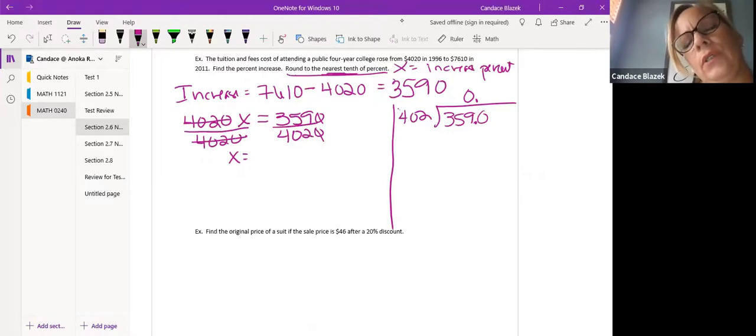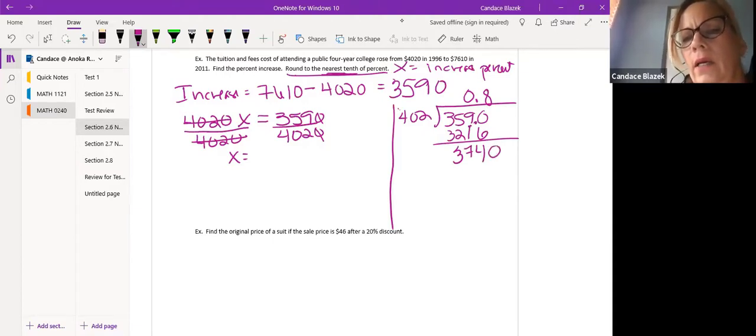So 402, just doing a good guess. I think 9 would be too much. 8 looks about right. Multiply 8 times 2 is 16, carry the 1. 8 times 0 is 0, carry that 1 down, and then 32. So subtract 3,216 from 3,590. Get 374. And 402 goes into 374 9 times. We're going to do the multiplication.